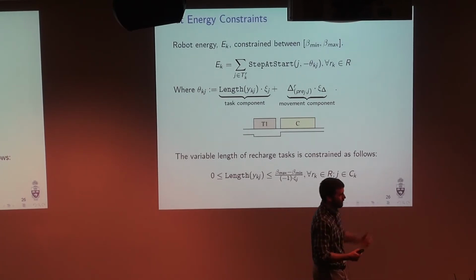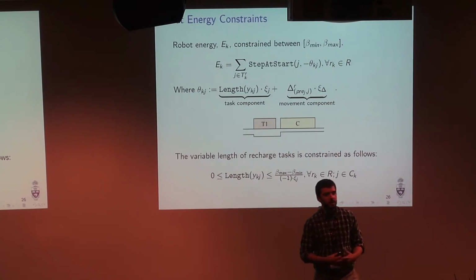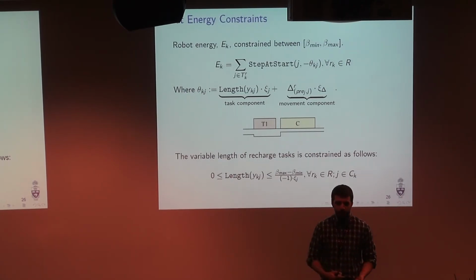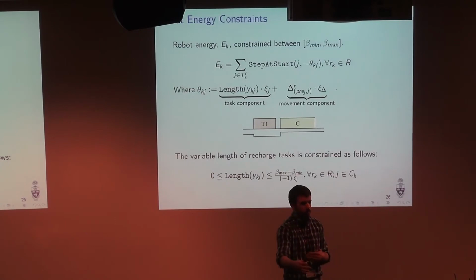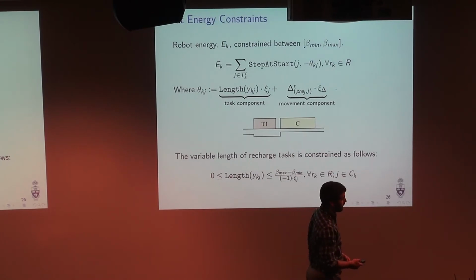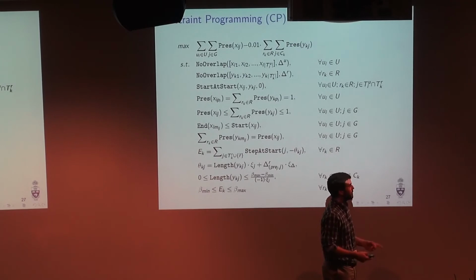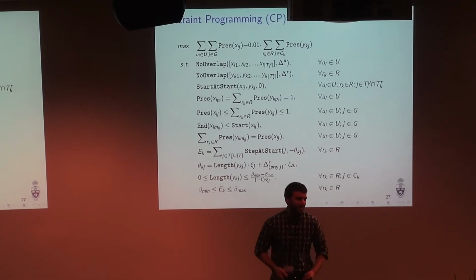So there's a task component, how much energy do I need to do that task, and how much energy do I actually need to get from my previous task to where I am now. So we're incorporating both travel energy expenditure as well as task energy expenditure. And then their variable length, so we just define the bounds of the variable length task at the bottom there. So here's our complete CP model. I think it might be one of the first CP models I've seen here, so there we go.